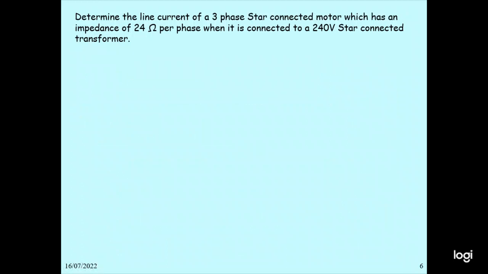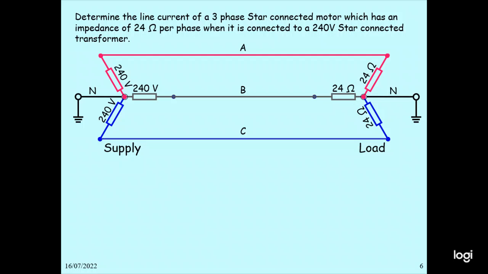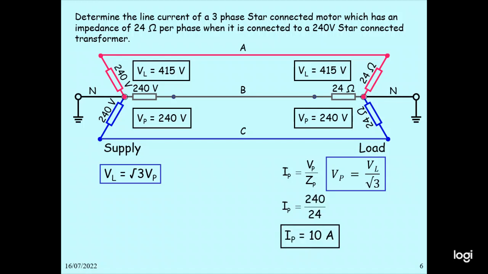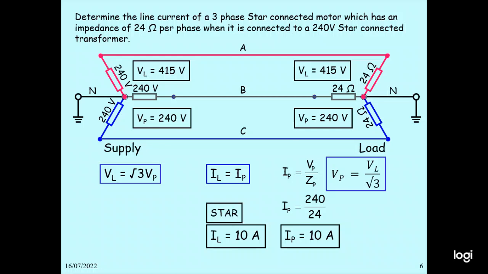The next problem. Determine the current of a three-phase star connected motor, which has an impedance of 24 ohm per phase when it is connected to a 240 volt star connected transformer. So this is a star connection transformer, the supply phase voltage is 240 volt, and the star connection is 24 ohm. So in this case, V line equals root 3 times V phase, so V phase equals V divided by root 3. So I phase equals V phase by Z phase, 240 by 24, you get 10 ampere. I line equals I phase equals 10 ampere. This is for the star connection, delta connection.